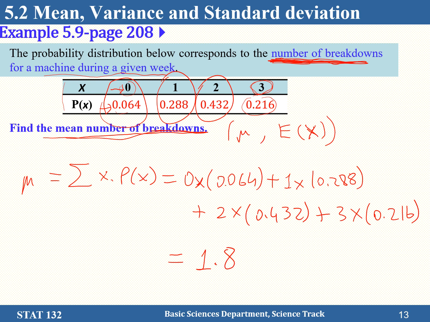So we can say the mean number, the average number of breakdowns here is 1.8. You can say 1.8 breakdowns are expected. So this is an expected value. You can say expected in a given week from the machine.